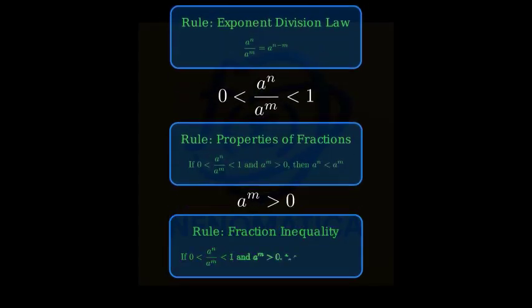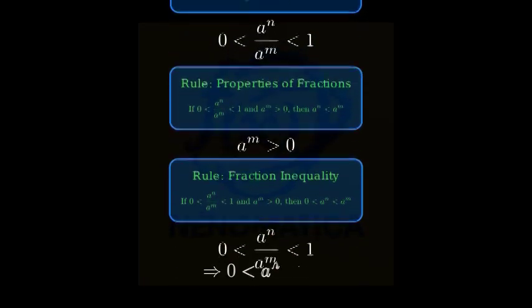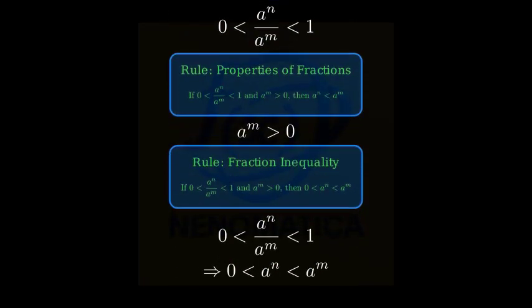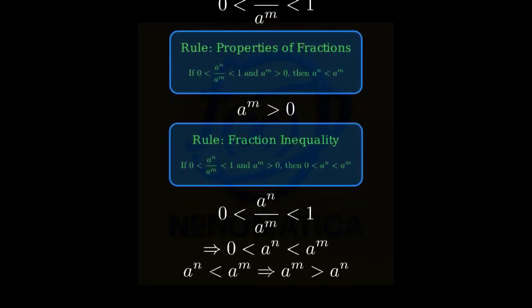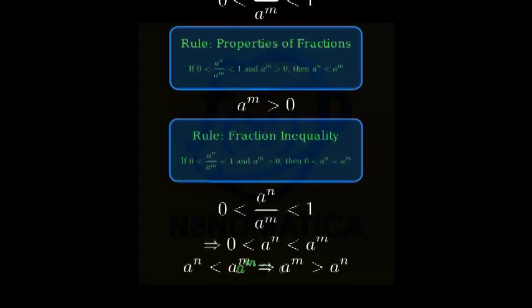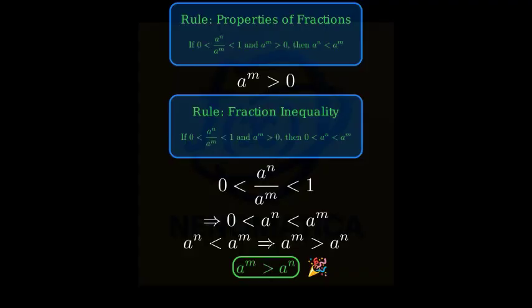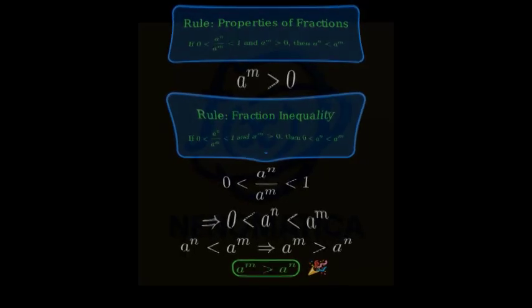Since 0 < a^n / a^m < 1, and a^m is positive, we can multiply the inequality by a^m, which gives us 0 < a^n < a^m. Therefore, a^n is less than a^m, which is equivalent to a^m being greater than a^n. And that's exactly what we wanted to prove. We've shown that when 0 < a < 1, and m < n, then a to the power m is greater than a to the power n.